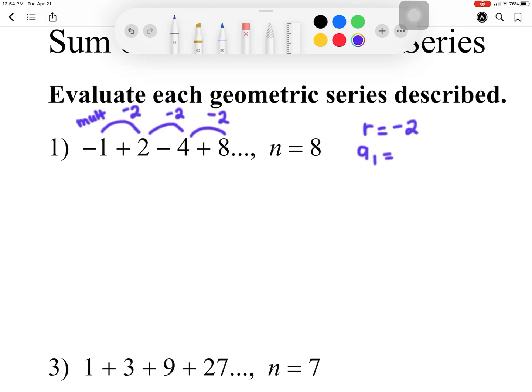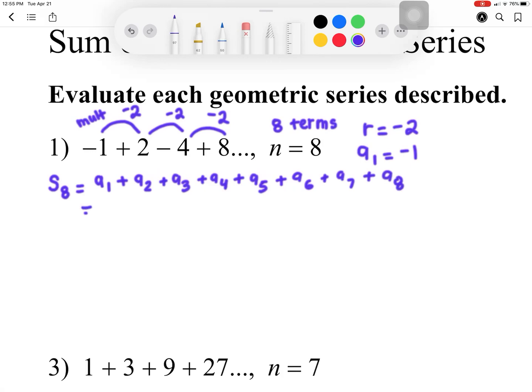What is your first term? Your first term is -1. How many terms are there? There are 8 terms. Okay, I'm going to do this a long way first. So they want you to sum S of 8, all 8 terms. So you need to add the first term, the second term, the third term, all the way until you get to the 8th term.